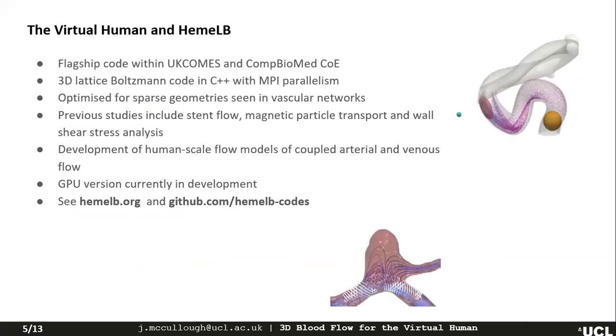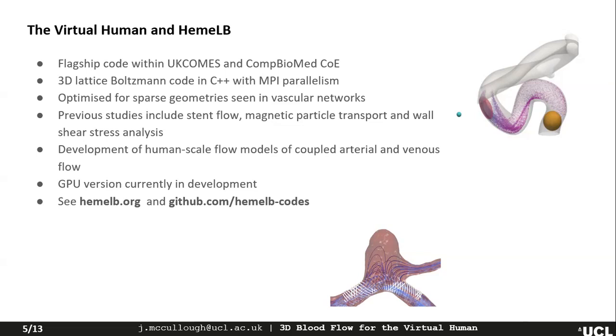So HemeLB is a flagship code within both UK COMES and the CombioMed project. It is a 3D lattice Boltzmann code that simulates fluid flow and has been written in C++ with MPI parallelism. It is designed for blood flow simulation in the complex, sparse geometries that are characteristic of vascular networks.